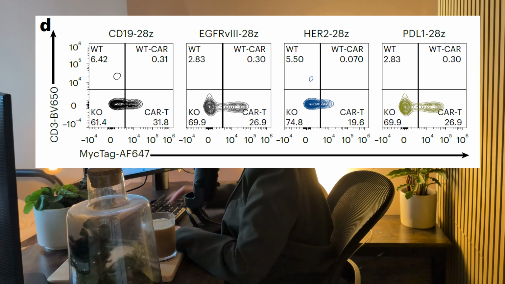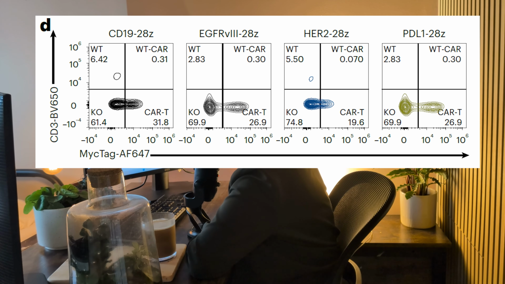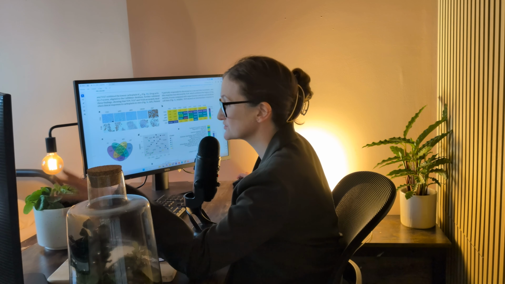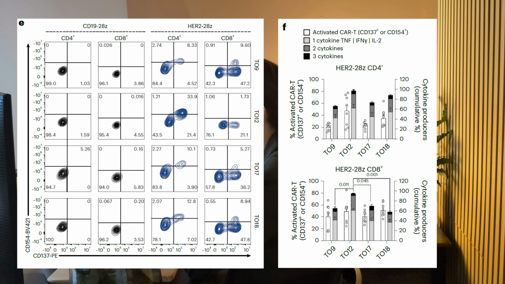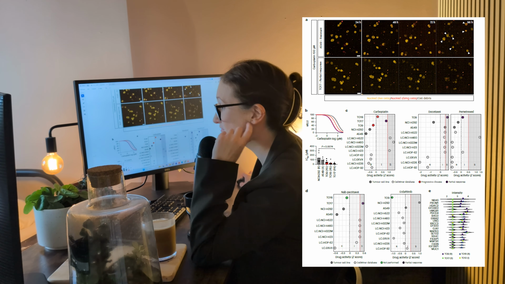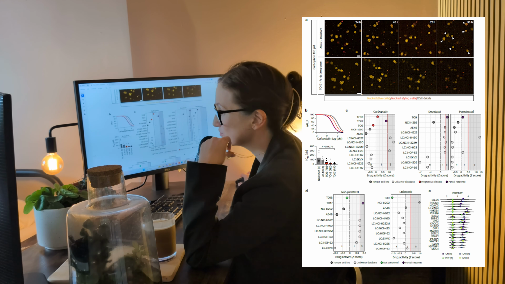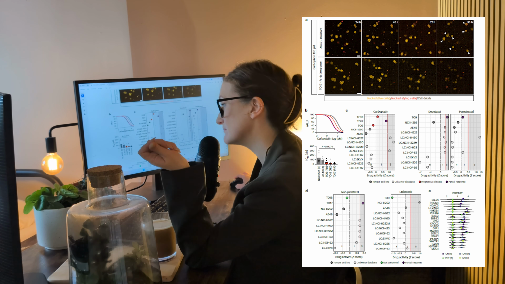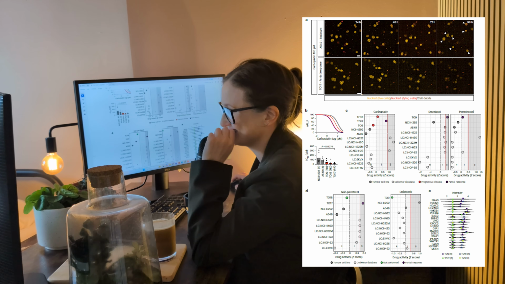Panel D shows the generation of second-generation CAR T cells targeting these antigens. Panels E and F demonstrate antigen-specific CAR T-cell activation and cytokine production when co-cultured with tumouroids, confirming functional recognition. Together, this figure establishes a rational, patient-specific framework for selecting and testing CAR T-cell targets in lung cancer. This is the conceptual centerpiece of the paper.